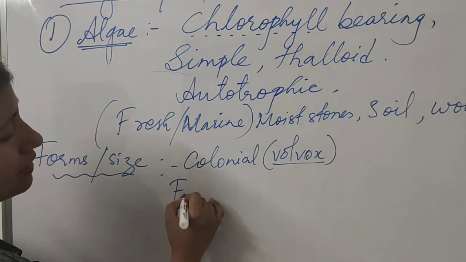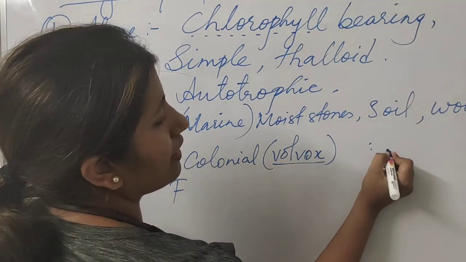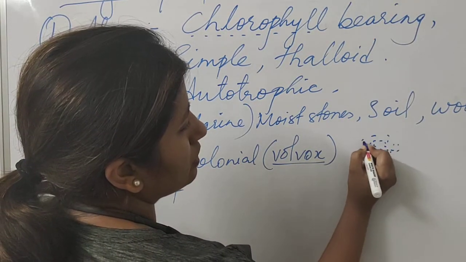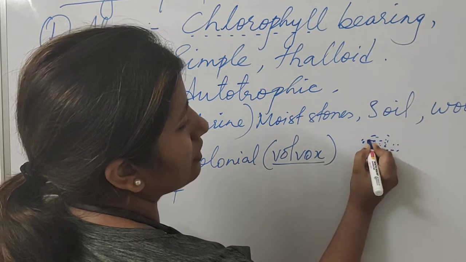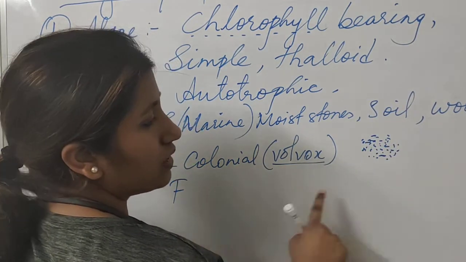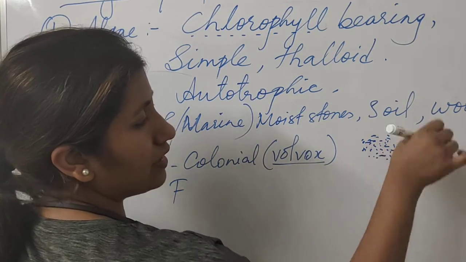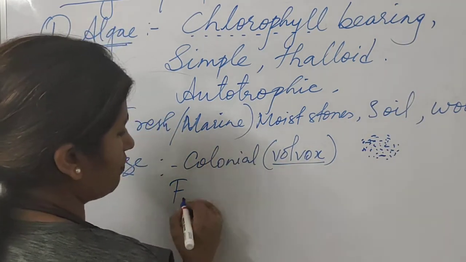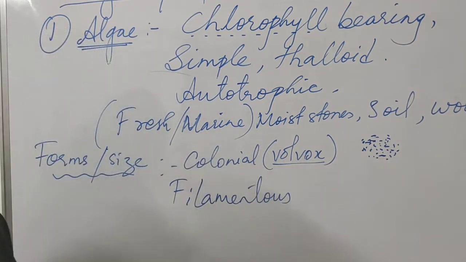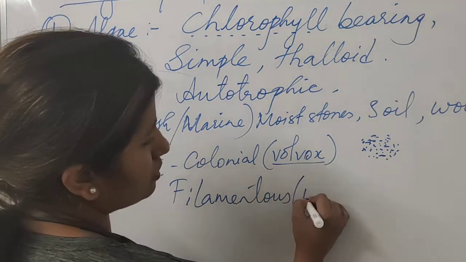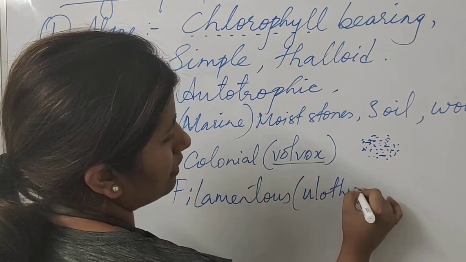You will find them as colonies, like if this is an algae. So if these dots are algae, they stay together in the form of a colony like this. Each dot is an algae, but they live all together in the form of a colony. Filamentous means thread-like. An example is Ulothrix and Spirogyra.